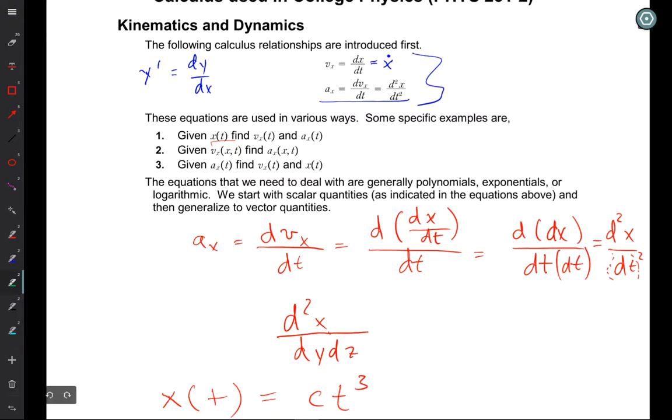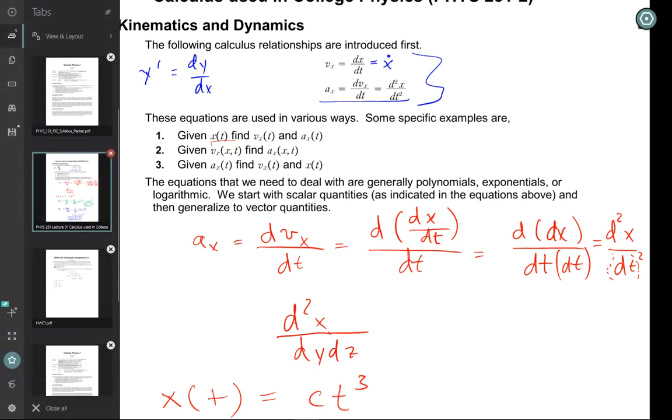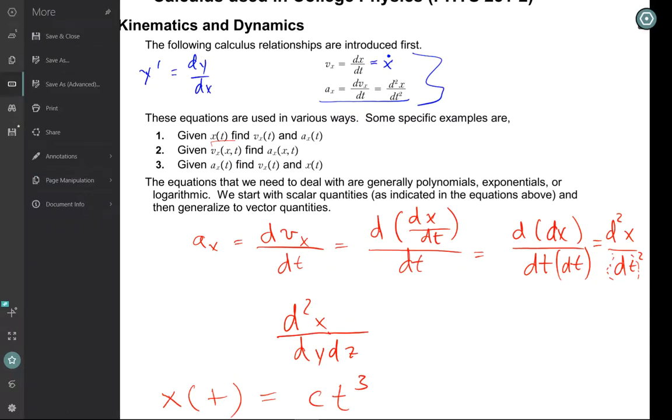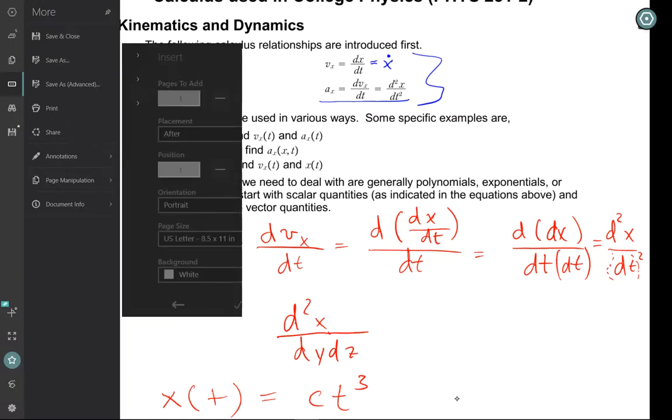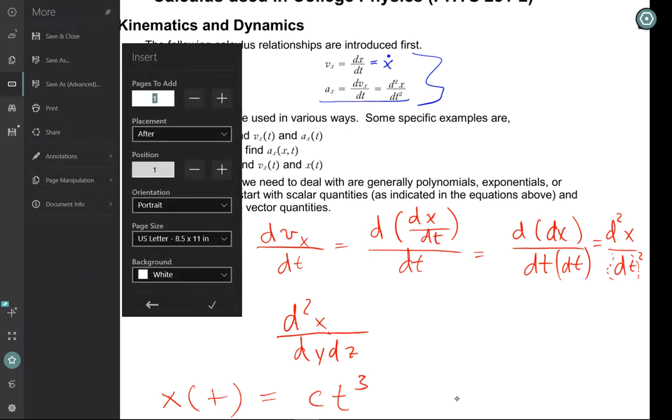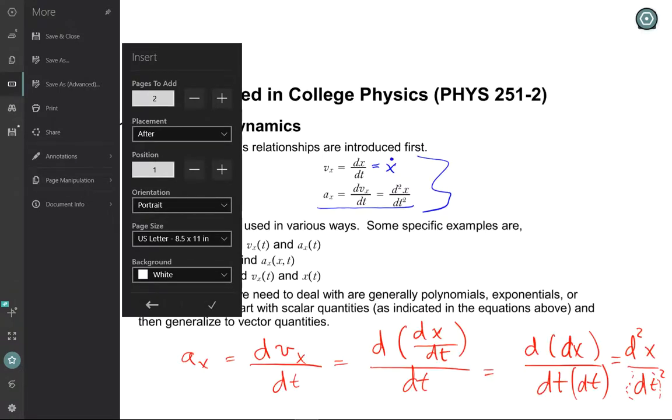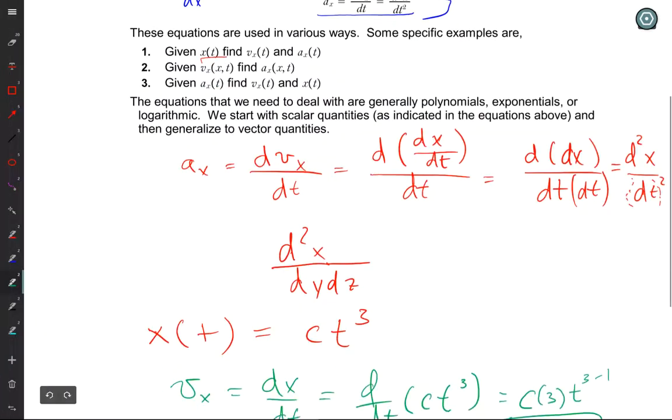That's right. We're going to use what we call differential equations here. First, I'm going to maybe page manipulation, insert a page, I'm going to actually insert 2 pages after page 1 in white. I believe that worked. Good, it worked.